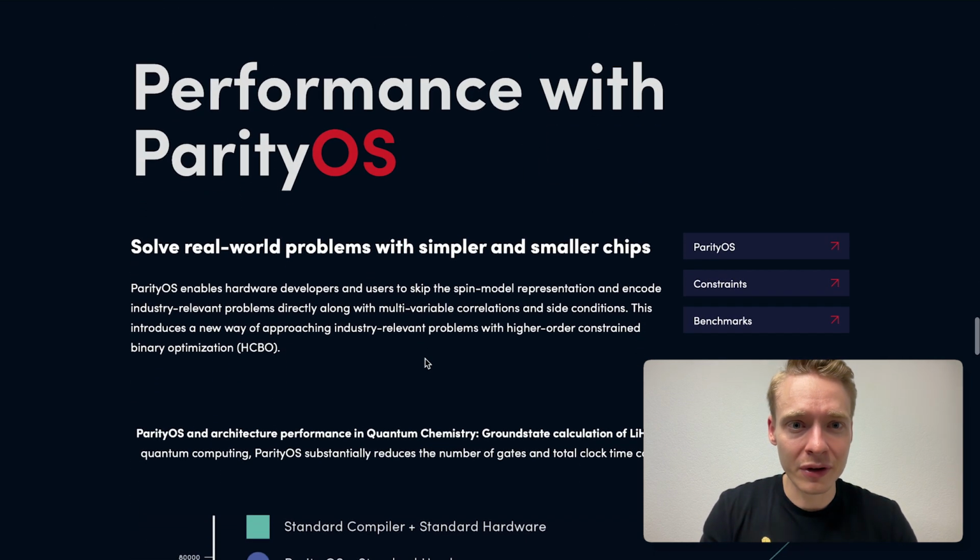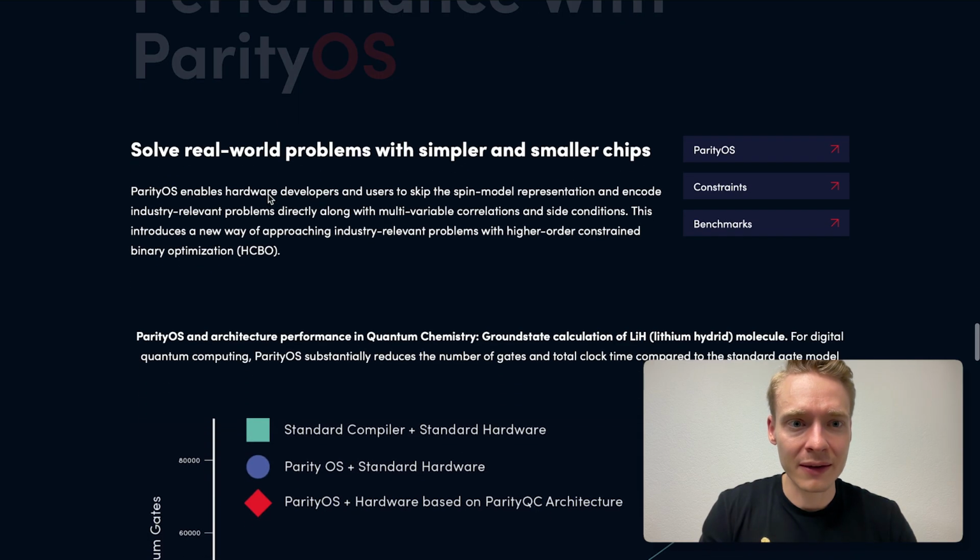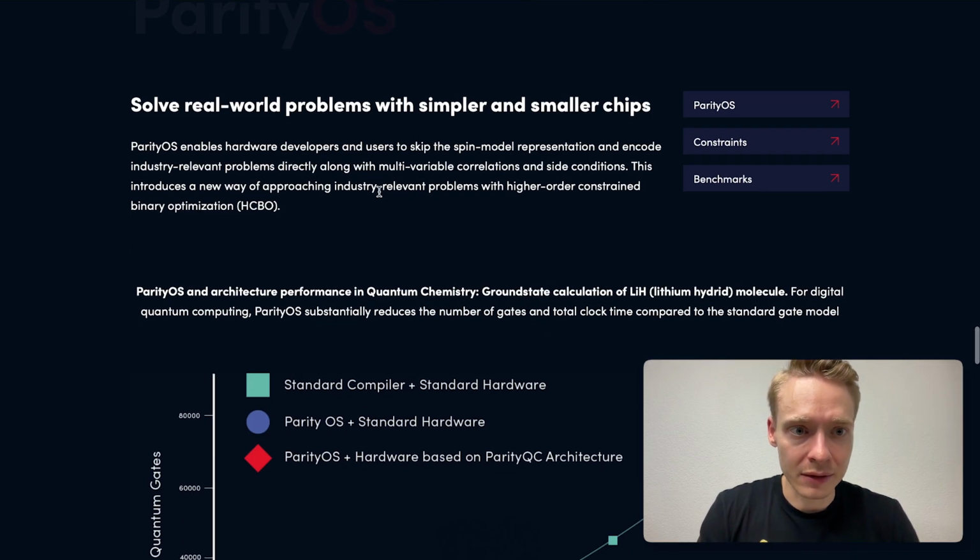Let's scroll down a little bit further. Here it says performance with ParityOS, solve real-world problems with simpler and smaller chips. So I think here it's explained a little bit more in detail. ParityOS enables hardware developers and users to skip the spin model representation and encode industry relevant problems directly along with multiple variable correlations and side conditions. This introduces a new way of approaching industry relevant problems with higher order constraint binary optimization, HCBO.